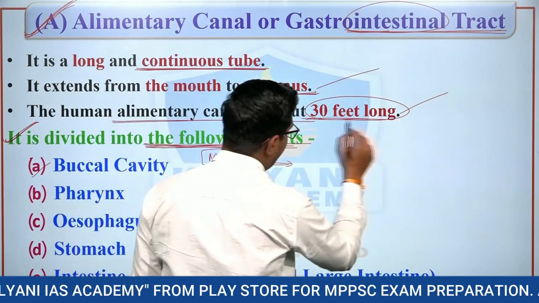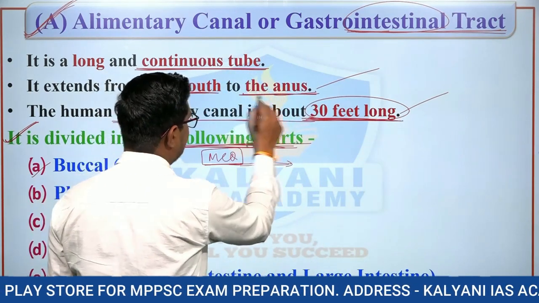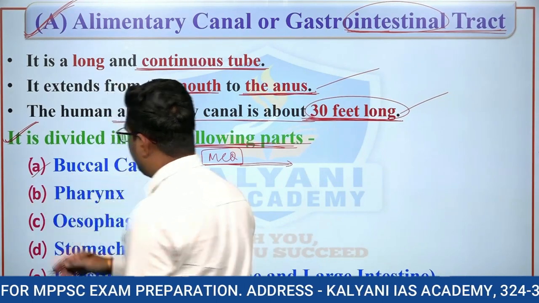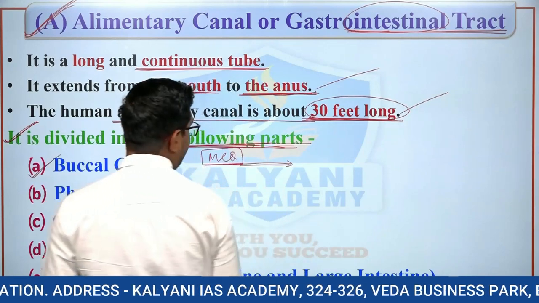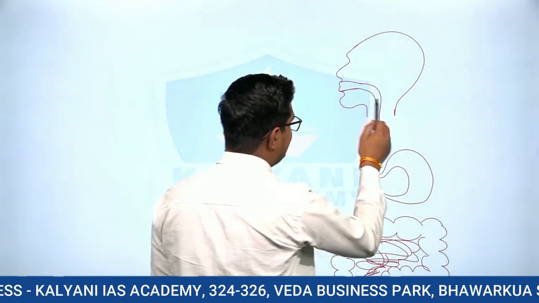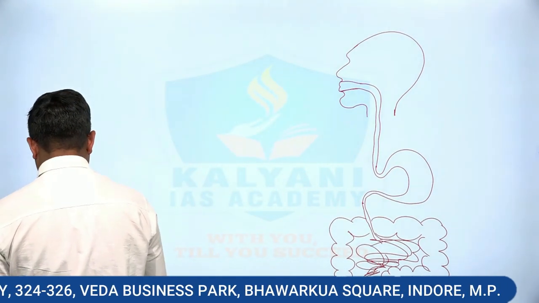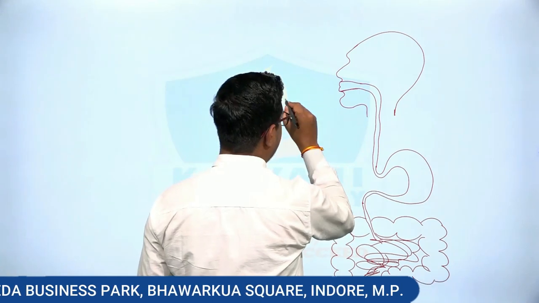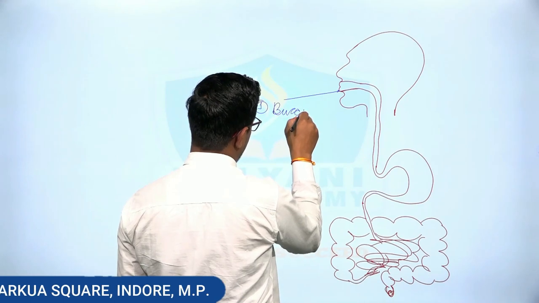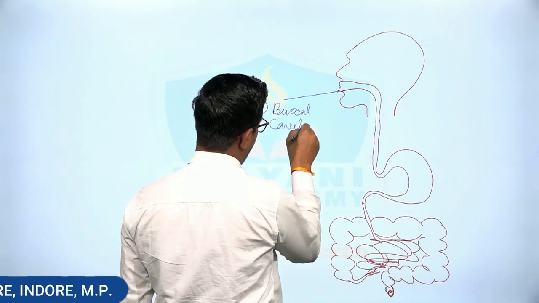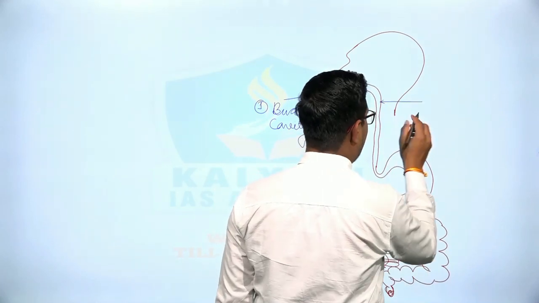This is a 30 feet long tube which extends from the mouth of the human body to the anus, and there are the following parts of this alimentary canal. The first is the buccal cavity. Where is the buccal cavity in this diagram? This is the buccal cavity. After that, here is the pharynx.